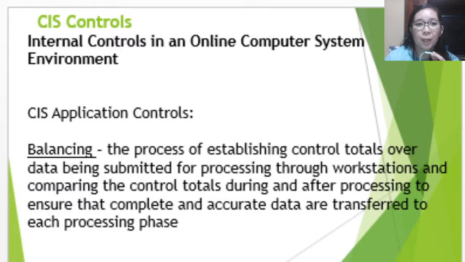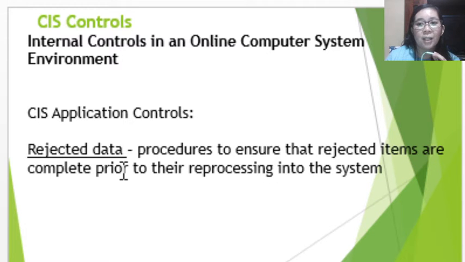For balancing, this is the process of establishing control totals over data that is submitted for processing through workstations and comparing the control totals during and after the processing. This is done to make sure that complete and accurate data are transferred to each processing phase. So this is to eliminate errors. Rejecting data. These are procedures to ensure that rejected items are complete prior to their reprocessing into the system to avoid rejecting it again. Okay, so those are the different internal controls in an online computer system environment.